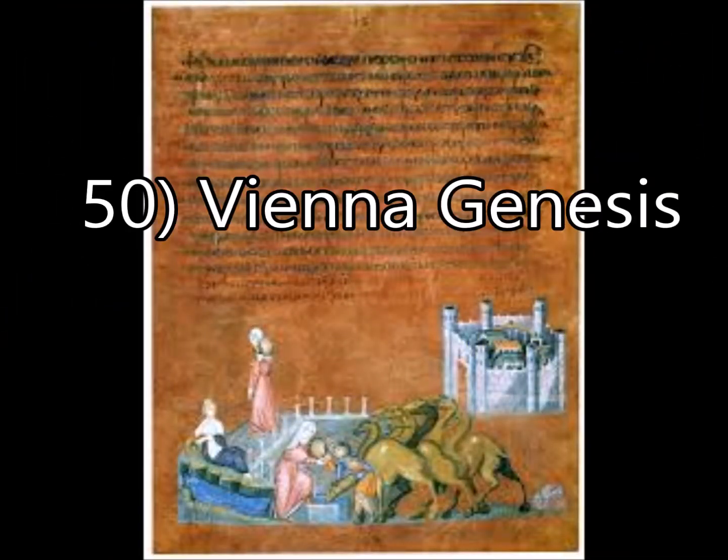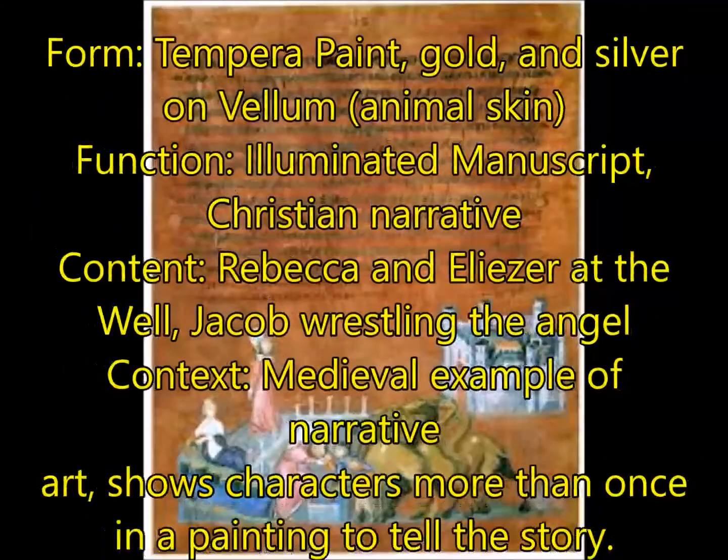Next up, you're going to have number 50, the Vienna Genesis, which is the first couple of books of the Bible as illustrated in an illuminated manuscript. For form, you're going to have tempera paint, which we typically think of as egg paint, with overlaid gold and silver on vellum. Vellum is a special kind of paper made out of animal skin. It's very long lasting. For function, this is an illuminated manuscript, and it does tell Christian narratives, specifically the story of Rebecca and Eliezer at the well, and also Jacob wrestling the angel, before Jacob's name was changed to Israel.